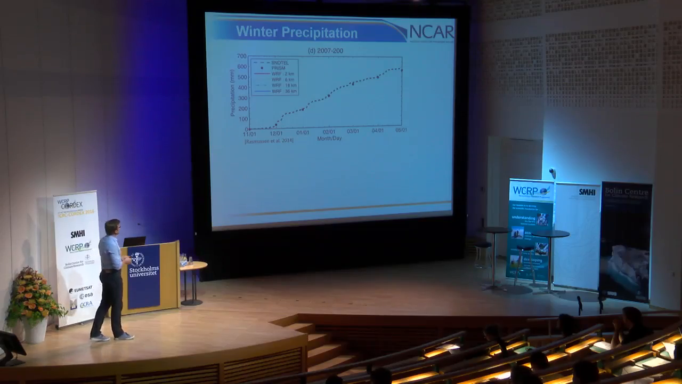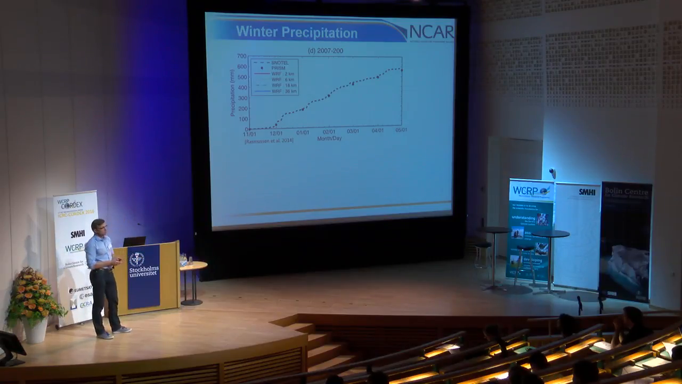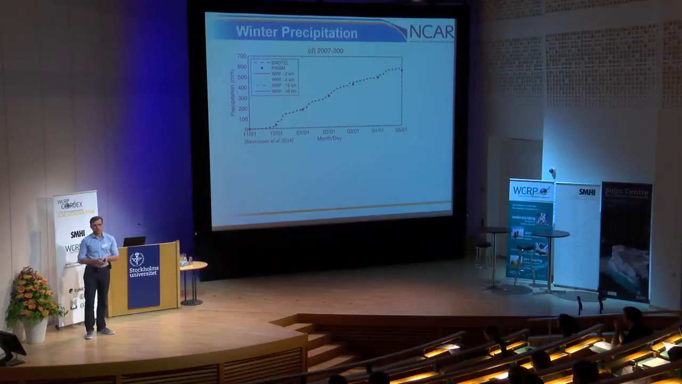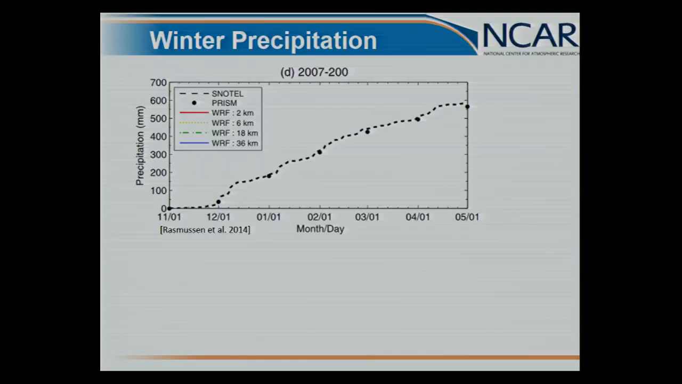So this is a slide where I wanted to show you that we don't only get added value in summertime precipitation, but also in wintertime precipitation. What you see here is from a paper of Roy Rasmussen from 2014, and they aggregated precipitation over a winter season from the observations in the Colorado Rocky Mountains. Then they tried to reproduce this accumulated precipitation with a 36-kilometer model. And you see that we heavily underestimate the precipitation in this region.